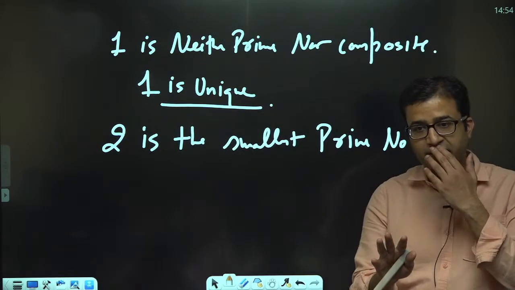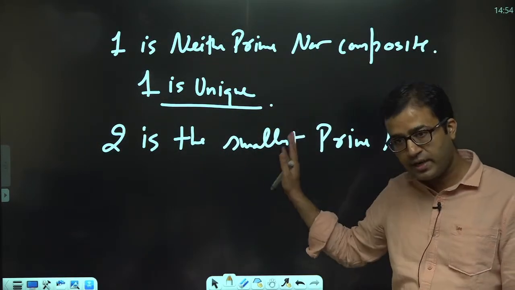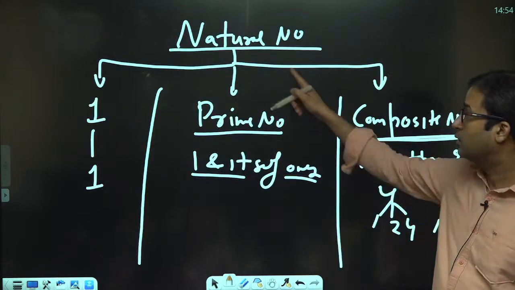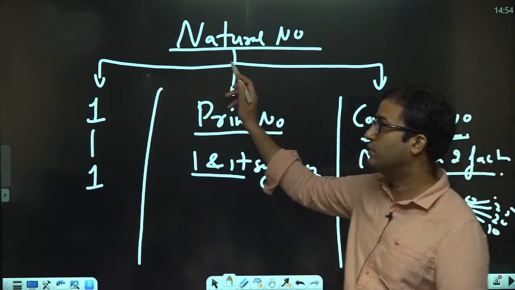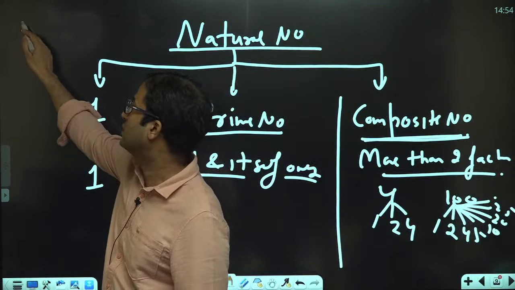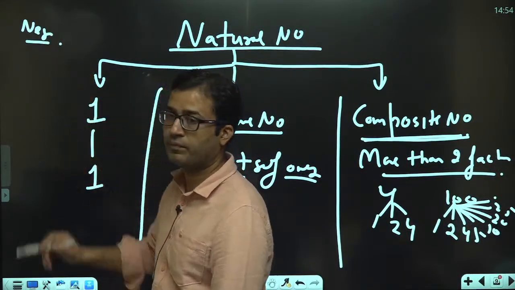-2 is a negative integer. It has to be a natural number. भाई ये natural number है और यहाँ पे negative integer है. ठीक है.